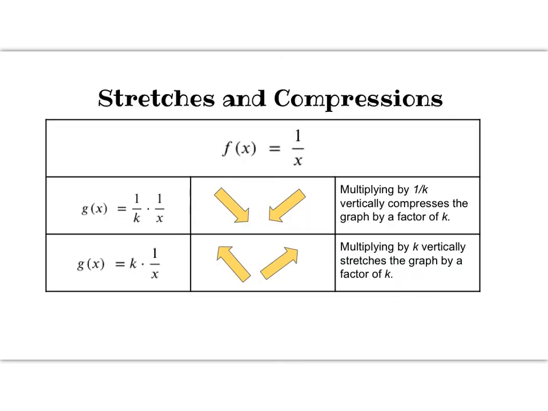So vertical stretches and compressions. If we multiply by a factor of 1 over k, that's going to compress our graph vertically by a factor of k. And if we multiply the graph by k, that's going to vertically stretch the graph by a factor of k.